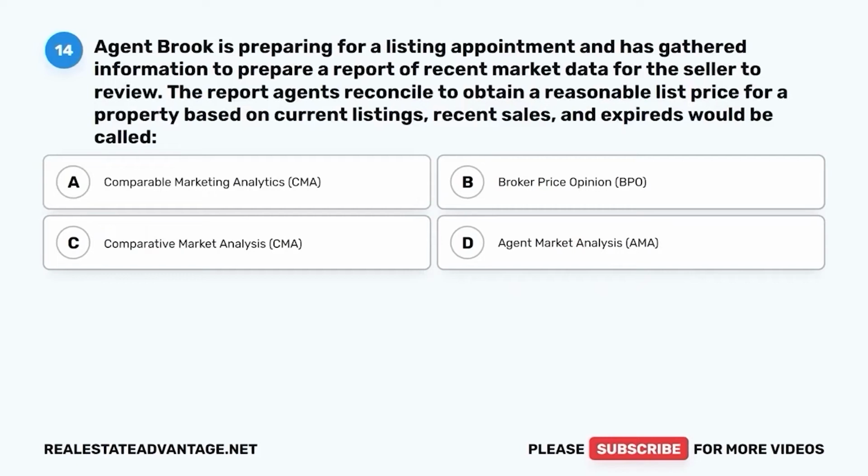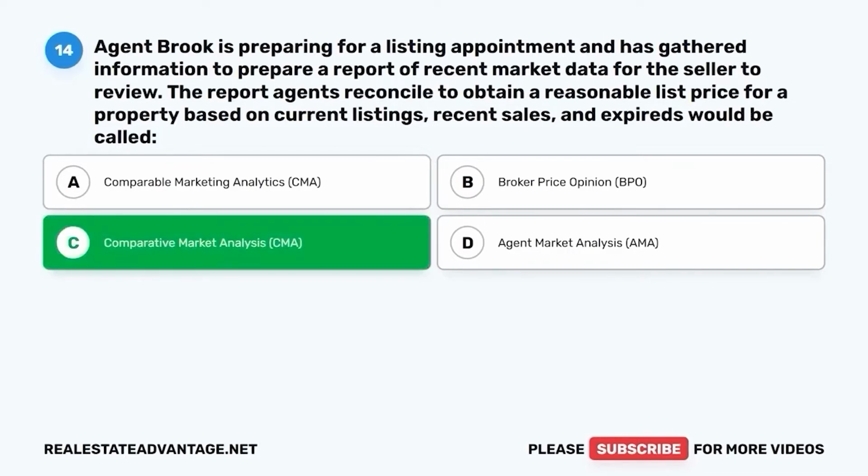Question 14. Agent Brooke is preparing for a listing appointment and has gathered information to prepare a report of recent market data for the seller to review. The report agents reconcile to obtain a reasonable list price for a property based on current listings, recent sales, and expireds would be called: A. Comparable Marketing Analytics, CMA, B. Broker Price Opinion, BPO, C. Comparative Market Analysis, CMA, D. Agent Market Analysis, AMA. The correct answer is C.